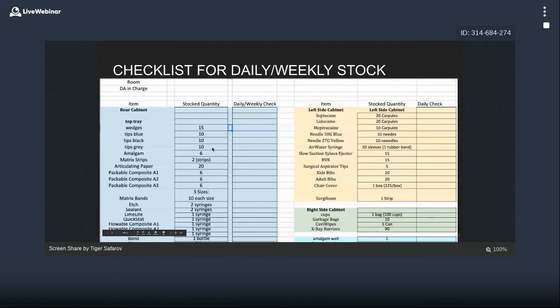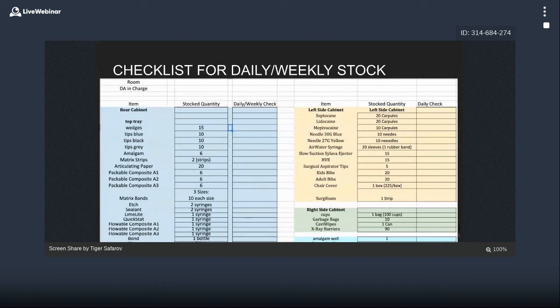So some offices would call me back and they would get mad and said, Tiger, you said that we can only have 20 carpules of Septicane, right, for the week, and we use it in a day. So it's only recommended. You need to pick the quantity that's going to work specifically for your practice and the workflow and the flow of the patients. So, but it's also a good number to have for the team members.